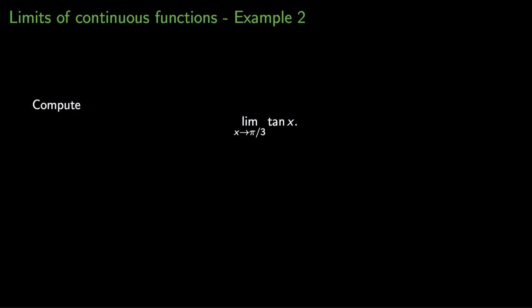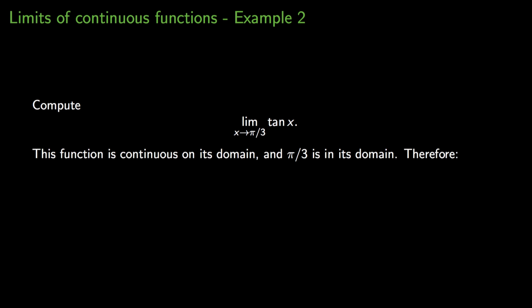Here's a second example. I want to evaluate the limit as x approaches pi over 3 of tan x. Now, tan is a trigonometric function, and it is also continuous on its domain. It has a very messy domain, but it's continuous on its entire domain. Pi over 3 is definitely in its domain. Therefore, this limit is equal to tan of pi over 3, or radical 3.